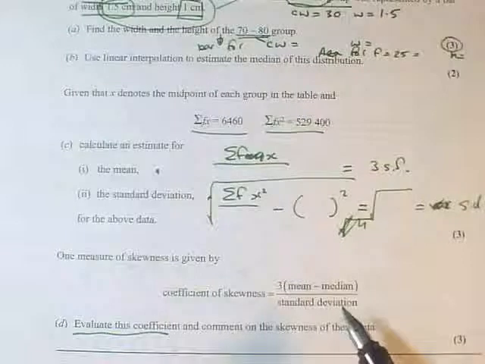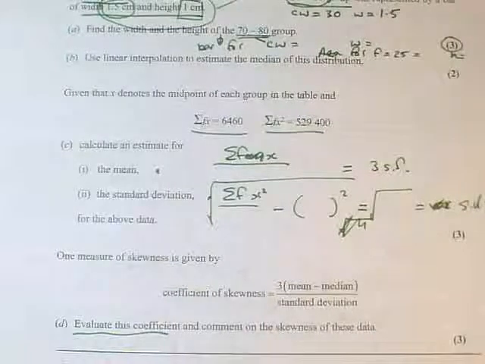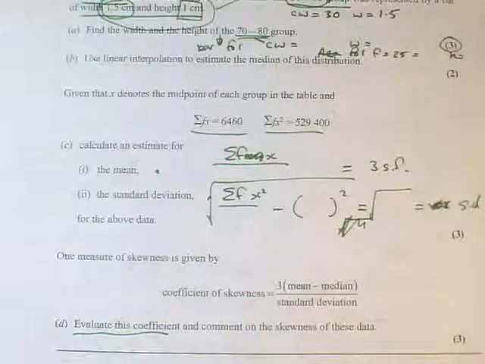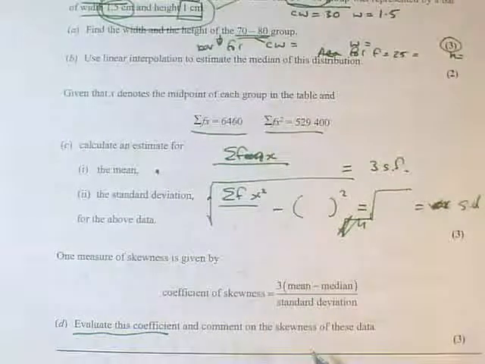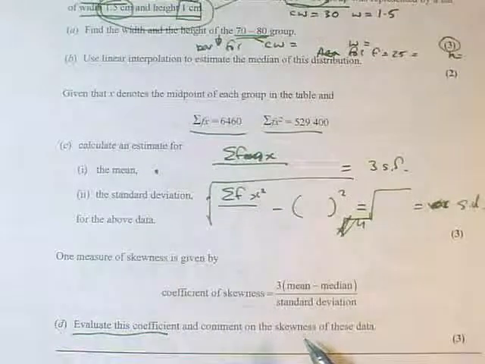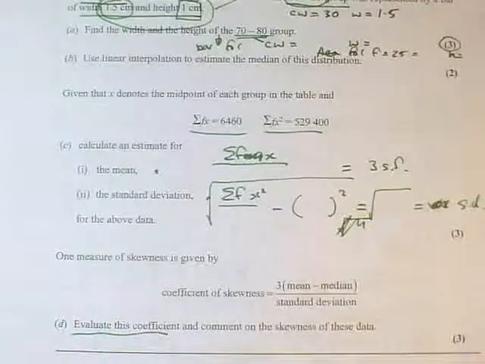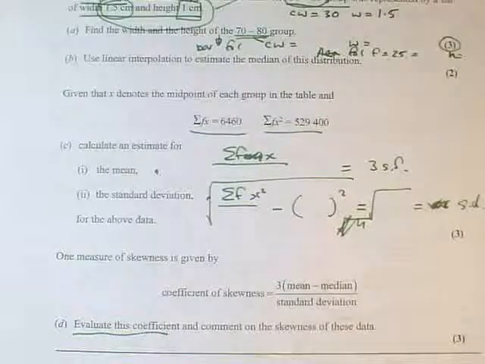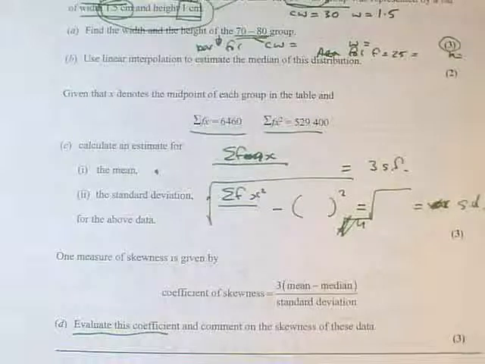You comment on whether it's positive, negative or 0, or you can have a mark if it's close to 0 for suitably commenting on what it means if it's close to 0. The three things that you could say are positive skew, negative skew, or close to symmetrical. So pick one of those in accordance with the answer you've got. Next time you do this question, can we have full marks please, because it's not hard.